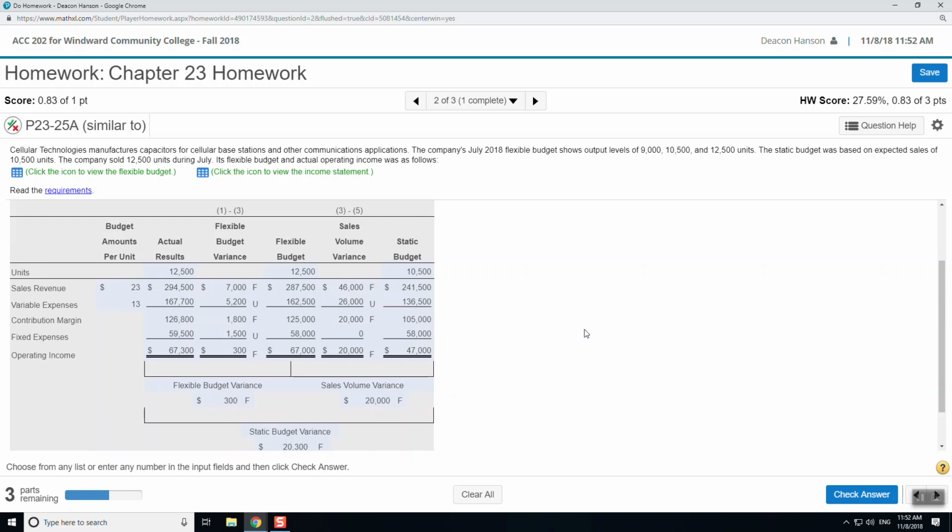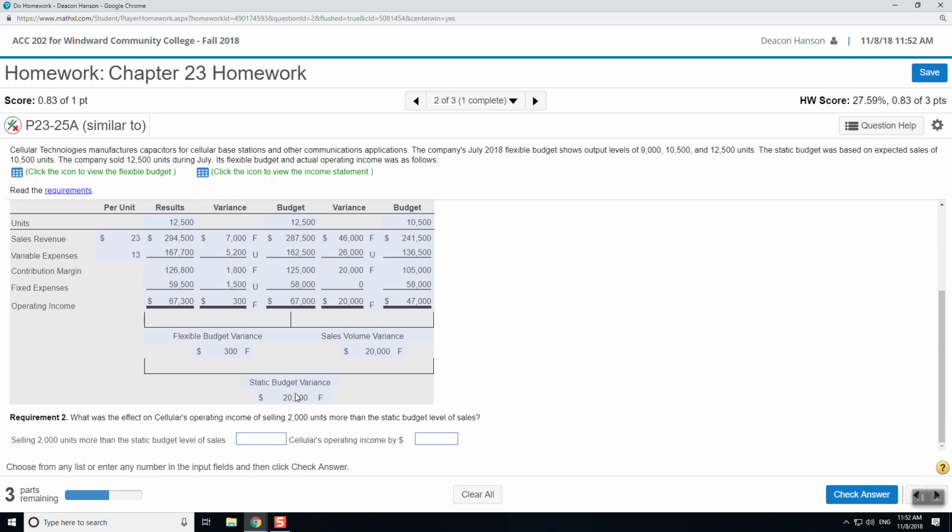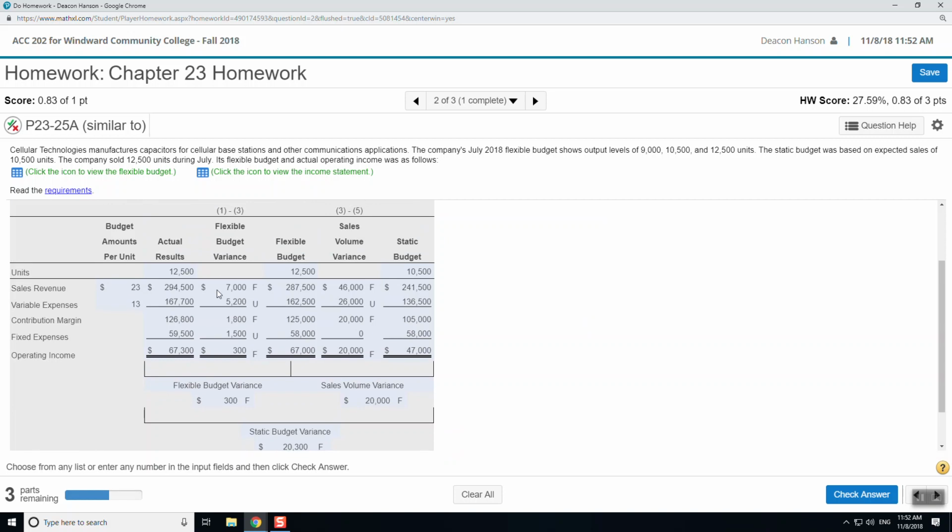So it's peeling away layers of the onion, right? A lot of times you're just going to be looking at actual compared to static, that would be the 20,300. But if you want to narrow it down and see how much of it relates to the volume and how much relates to the unit cost, you could do that. And then we do it at the micro level. We're going to do the same kind of analysis for direct material, direct labor, and the overhead. We break it down that way. Okay?